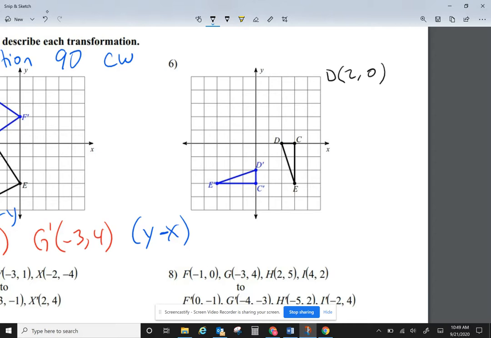If I look at my point C, the coordinates of C are (3, 0). The reason why these points are not good to follow is because they each have a 0. I don't know if the 0 changes signs or not. Now, if I look at my point E, the coordinates of E are (3, -3). The value repeats. It's 3 on both sides, so I don't know if that number switches or not.